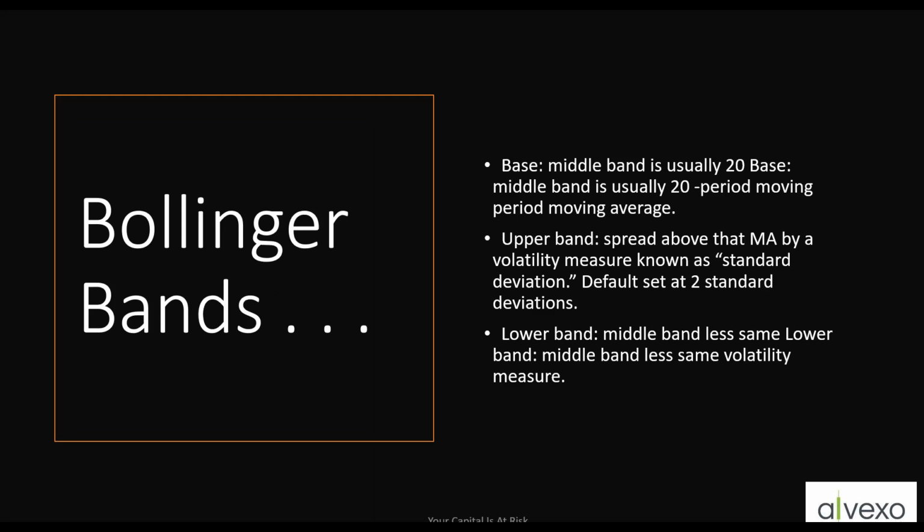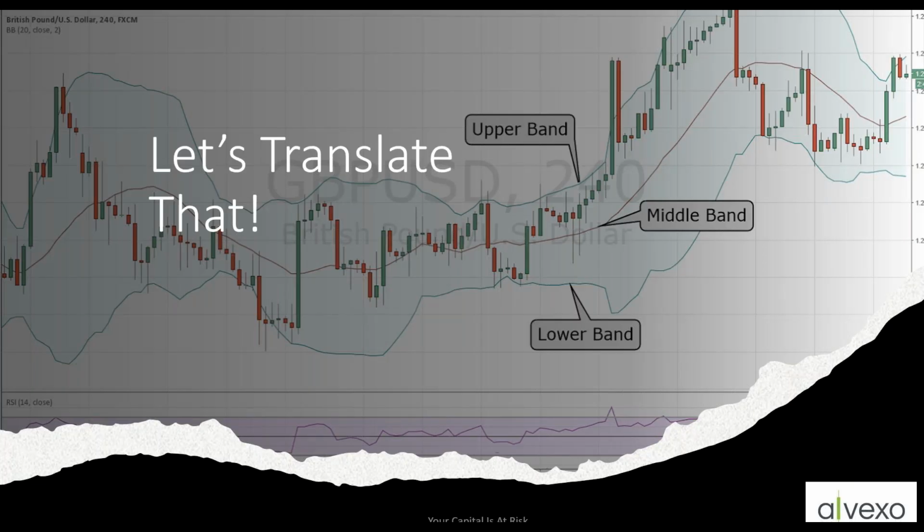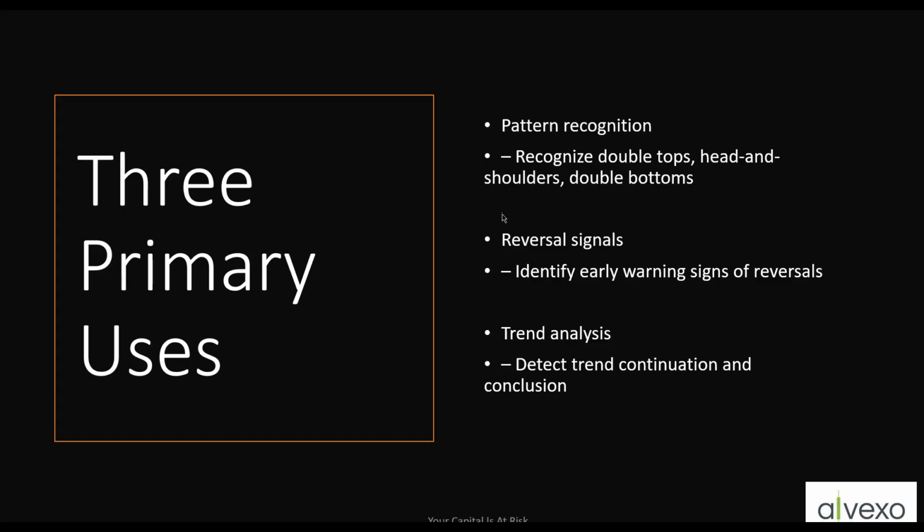But remember, we start with the bands. We have the base band, which is a 20-period moving average. The upper band is spread above the moving average by a volatility measure called standard deviation. And the default is set at 2 standard deviations, and the lower band set at minus 2 standard deviations. So what do we have? We have the lower band, the upper band, and the middle band. Now we can use Bollinger Bands for 3 different purposes. We get pattern recognition, we get reversal signals, and we get trend analysis.